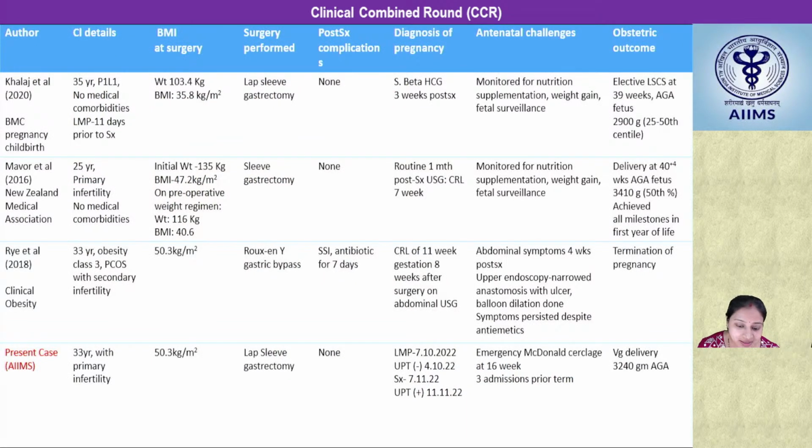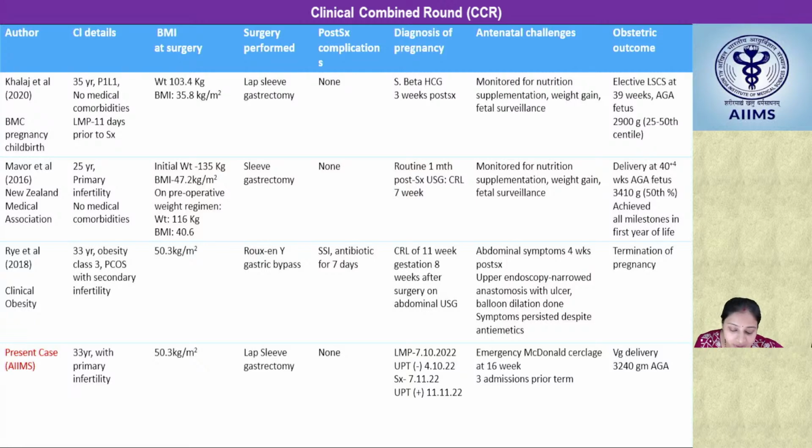Out of these 3 cases, two ladies underwent laparoscopic sleeve gastrectomy and were diagnosed pregnant 4 weeks after surgery. Once they were found pregnant, they were monitored by a multidisciplinary team of obstetrician, nutritionists, and physiotherapists. The course of pregnancy went well, and they delivered at term with an appropriate for gestational age baby.